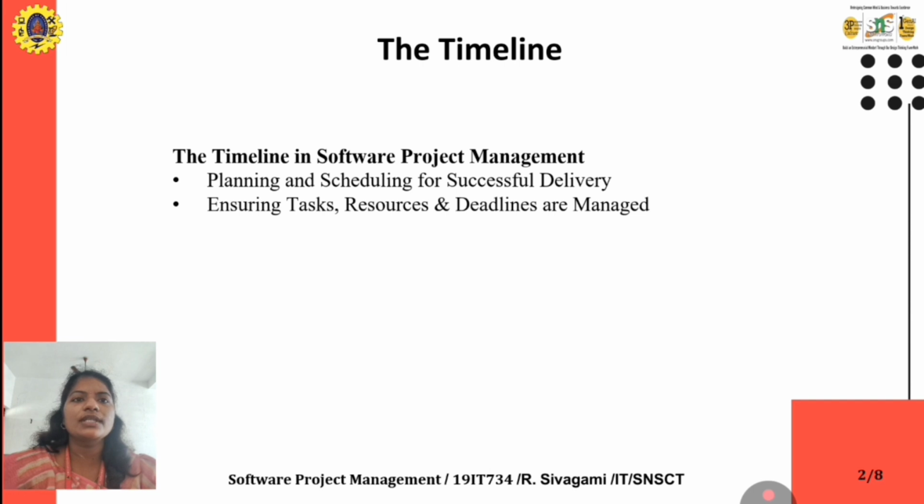Timeline. What is meant by timeline? The timeline in software project management is a very important thing. First, we plan how much time we have to spend on the project. We have to plan and schedule for successful delivery, and ensure the task, resource, and deadline of the managed task.